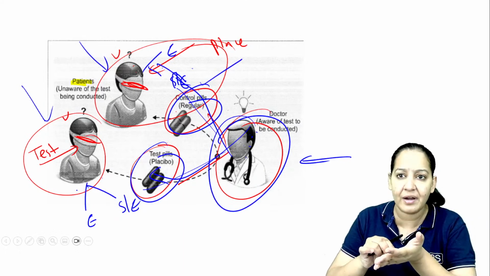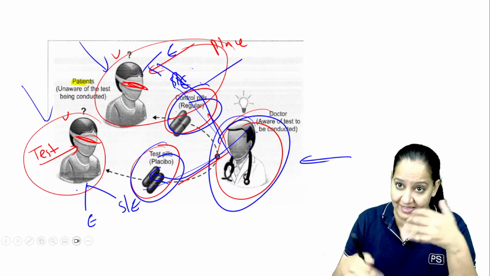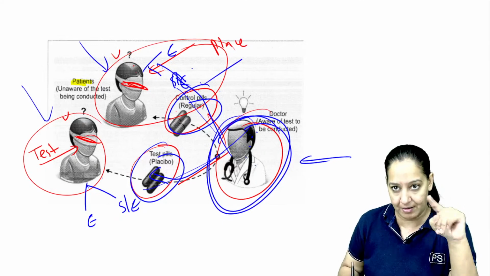उसको अच्छे से अच्छा लग रहा है, नहीं लगना तो चाहिए तुम्हें, अच्छा लग रहा है क्या, वैसा है ना. So this can do the mistake.